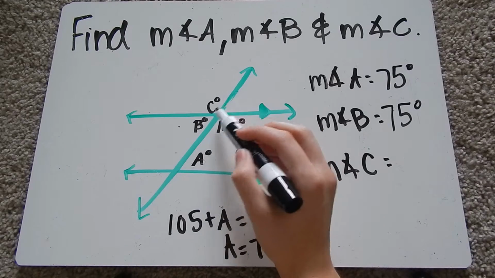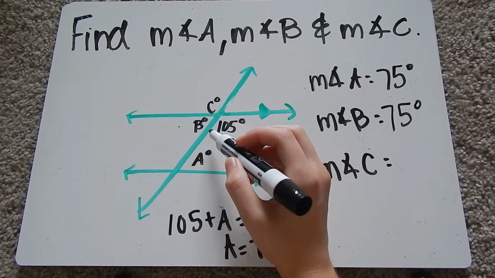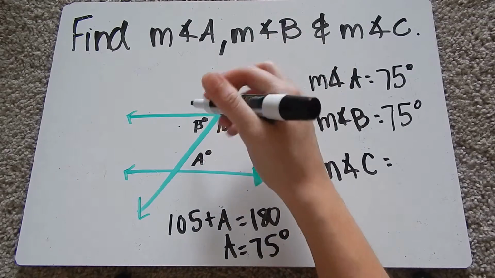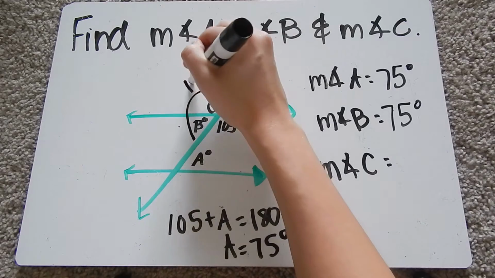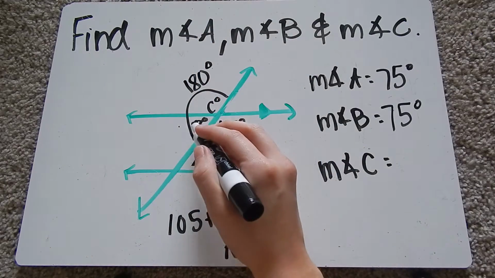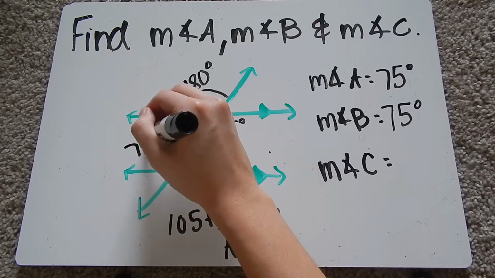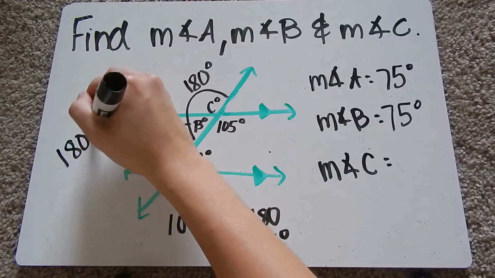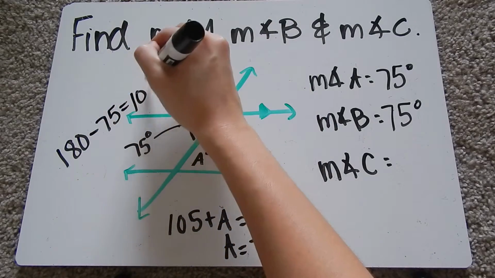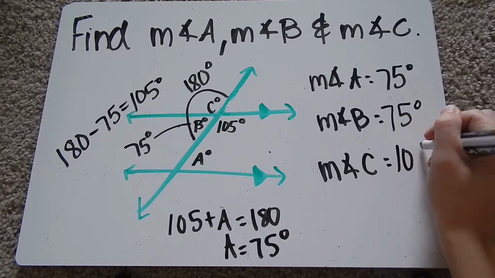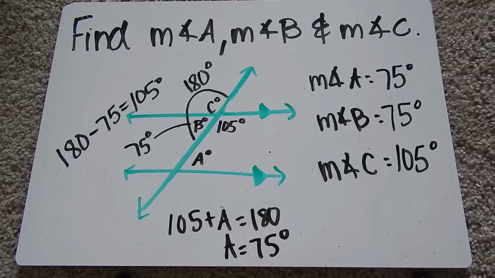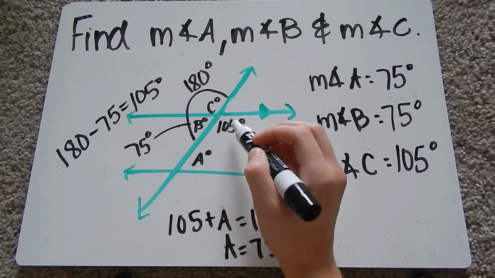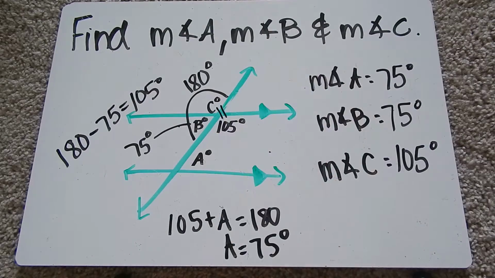Then we have this angle C here. Well, the easiest thing to look at with angle C is we see this line. Lines are 180 degrees. That means this angle measure is 180 degrees. And we know that B is 75 degrees. So to get C, we just take the whole angle minus the part we know, and we will get C is 105 degrees. Another way to look at it is these are vertical angles. Vertical angles are always congruent. So C is equal to 105.